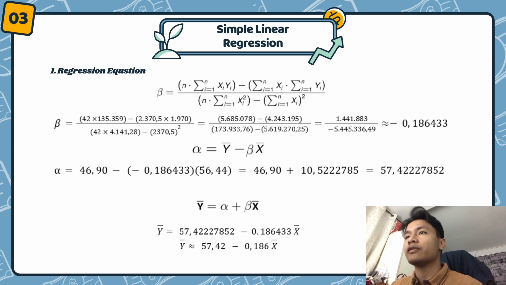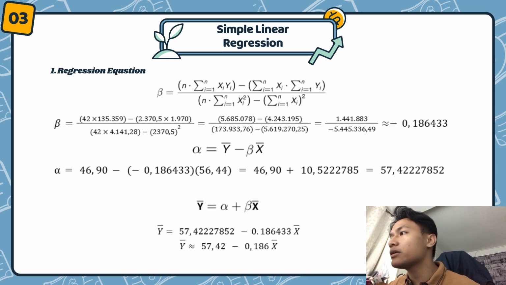The first one, as you can see, is the formula for searching beta. I will explain first. We have the y, or the dependent variable. It is the one you want to predict or explain. And then we have the x, or the independent variable, the predictor or explanatory variable.